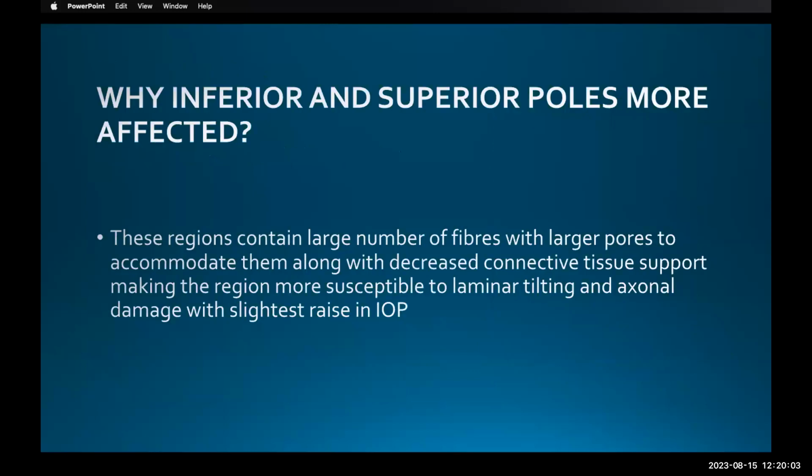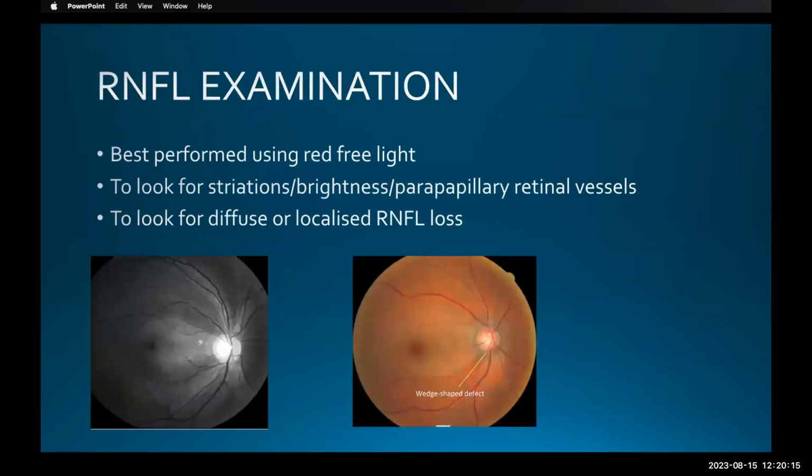Why are inferior and superior poles more affected? These regions contain a large number of fibers with larger pores to accommodate them, with decreased connective tissue support, making this region more susceptible to laminar tilting as well as axonal damage with the slightest raise in the IOP.